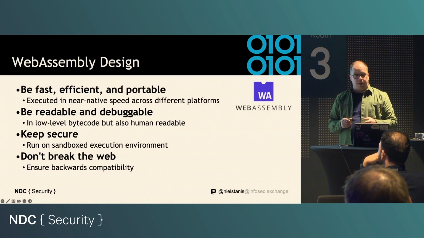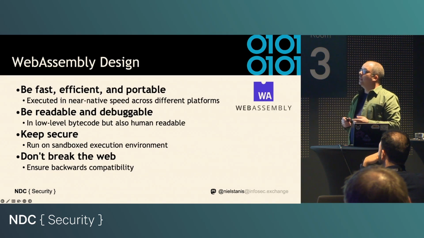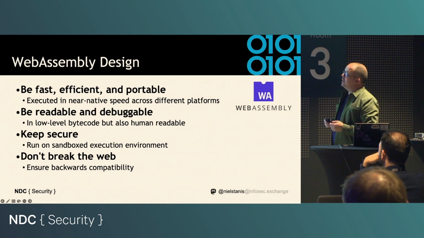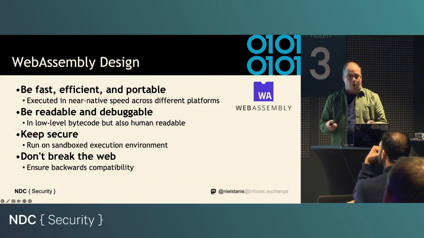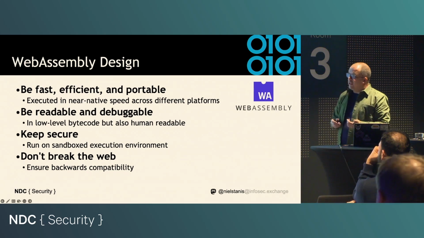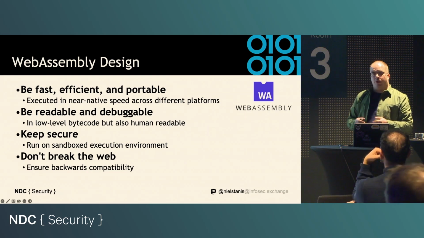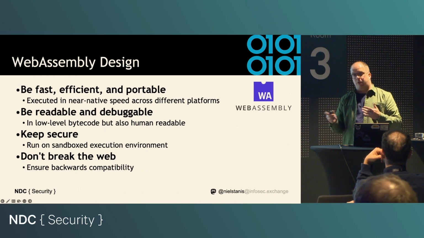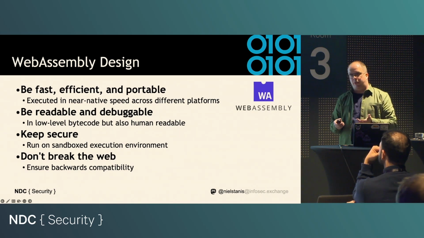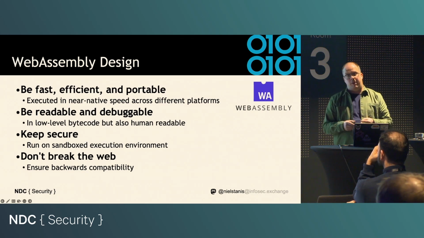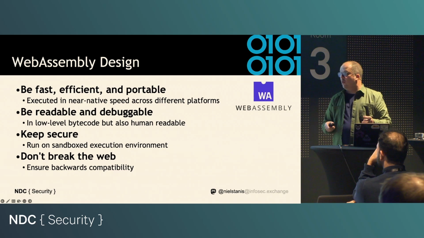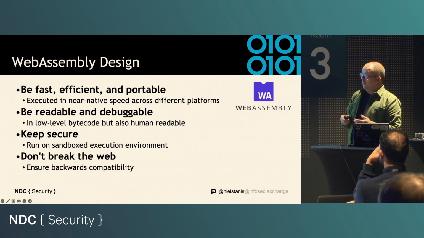So, WebAssembly. If you look up the design, they had the goals of being fast, efficient, and portable, right? So near native speed across different platforms. That was the exact reason for what we saw with Amazon and with Disney+. Readable and debuggable. So you have a bytecode, you can open it up, you can look into it, but there's also a textual representation. And I'm going to show you how it looks. It's not that it's really readable, where you can easily see, hey, this is where the problem is. No, but you can read it if you want to.